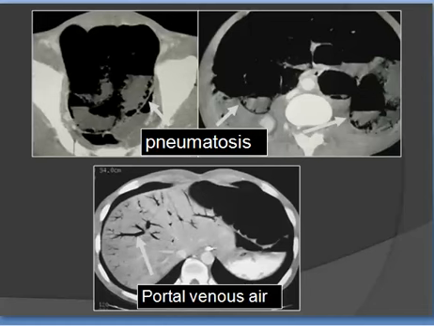Pneumatosis, that is development of air within the wall, and this may be associated with portal venous gas. This is a dangerous sign.